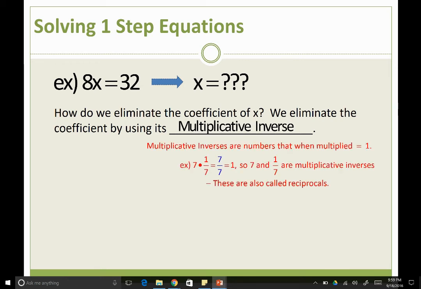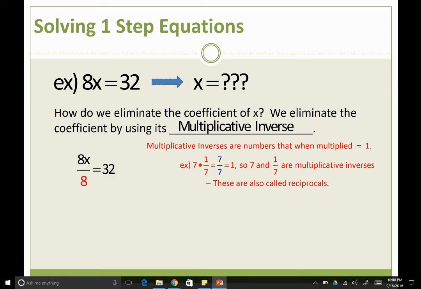All right, multiplicative inverses are numbers that when multiplied equal 1. So 7 times 1/7 equals 1. So 7 and 1/7 are multiplicative inverses. What I really want you to notice is what is in blue there. That dividing by the same number, dividing 7 by itself, is the same thing as multiplying 7 by its multiplicative inverse, or reciprocal, as you may have heard.